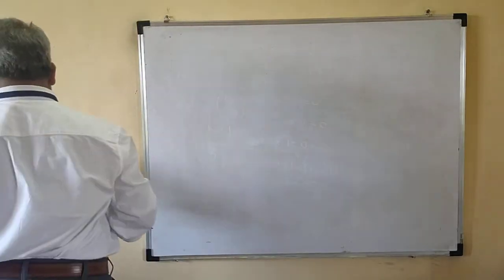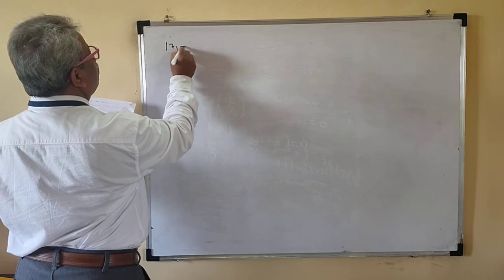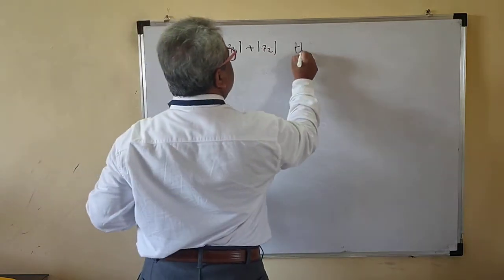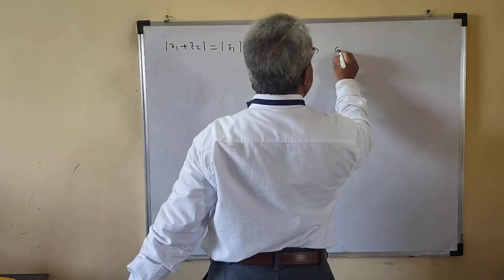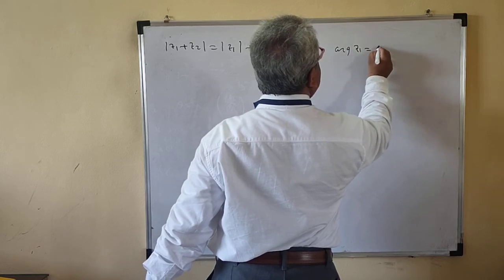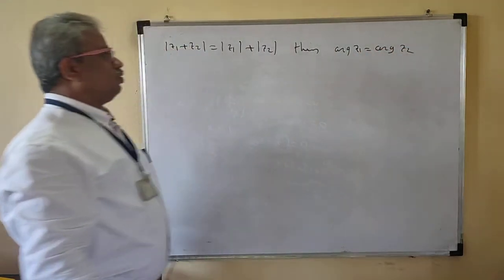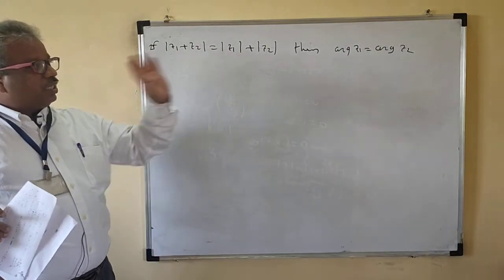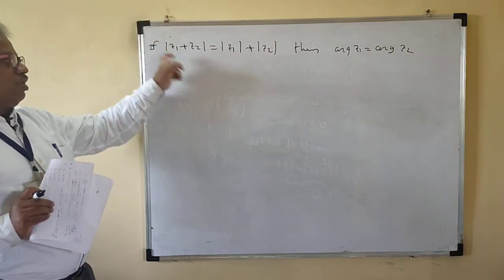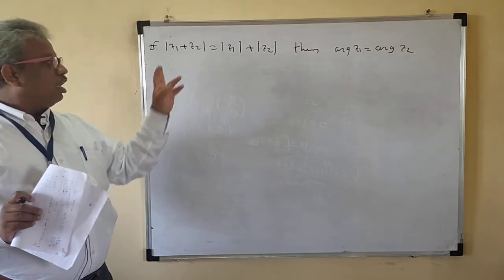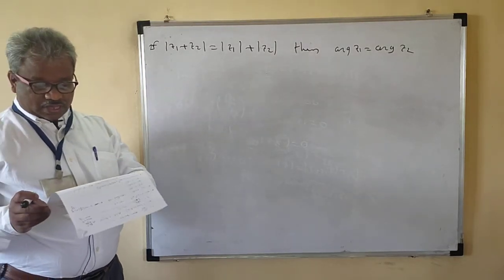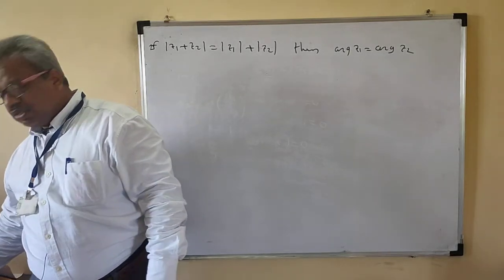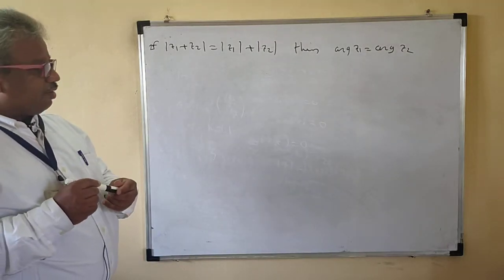Also you should remember that if mod of Z1 plus Z2 is equal to mod of Z1 plus mod of Z2, then argument of Z1 is equal to argument of Z2. If this equality holds, then the arguments of both complex numbers are the same. So you should remember all those things. This is just a revision of complex numbers. We have taken each and everything here.